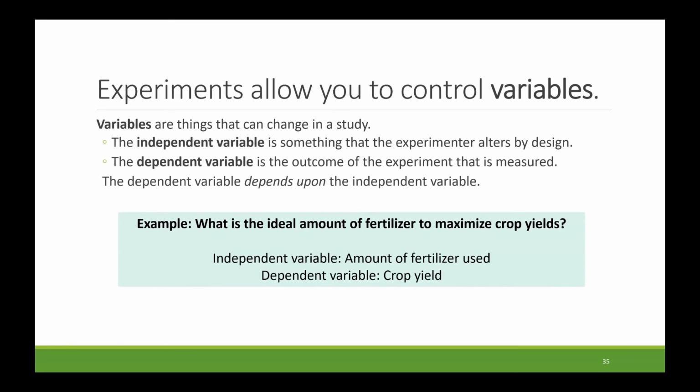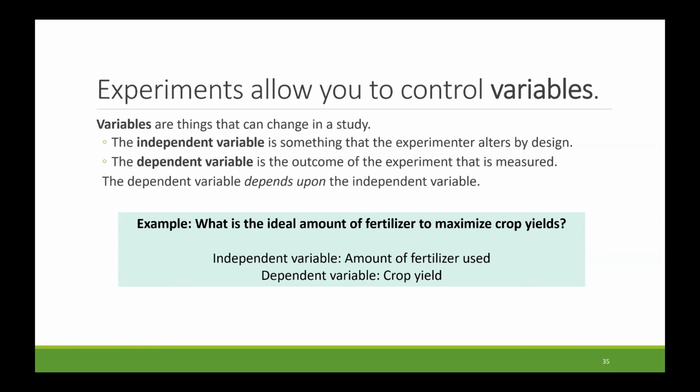Let's say a scientist wanted to determine the ideal amount of fertilizer to maximize crop yields on a commercial farm. The independent variable would be the amount of fertilizer used. They would set up different plots and they would give different amounts of fertilizer to each plot to find the ideal amount. Then the dependent variable would be the yield of the crop from each plot, which is the outcome that's being measured. So importantly, the yield depends upon the amount of fertilizer.